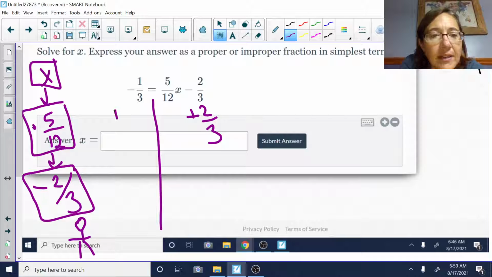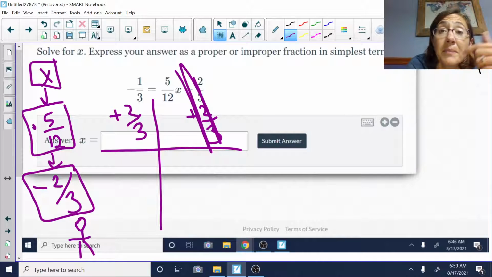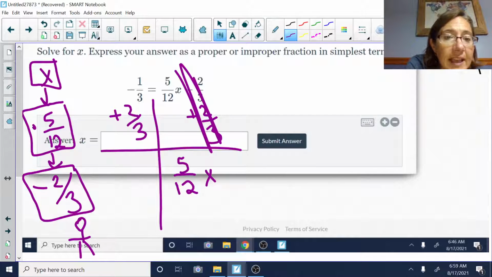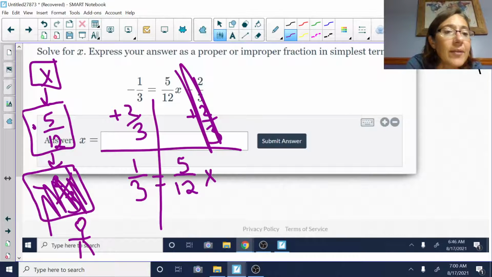Here's where my equal sign is, so I need to make sure that I'm being balanced. So when I do that, the negative 2/3 and positive 2/3 cancel. So on the right side, I still have the 5/12 x. And then on the left side, let's see, that would be 1/3. Feel free to use a calculator, it is fine. So that removes this obstacle. Yay! Down to one more step.